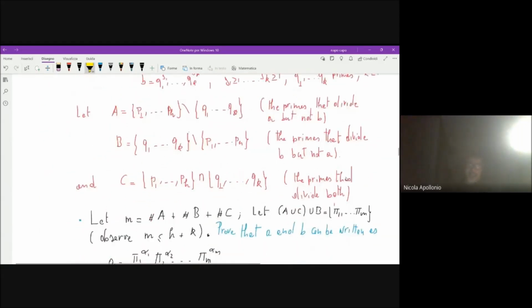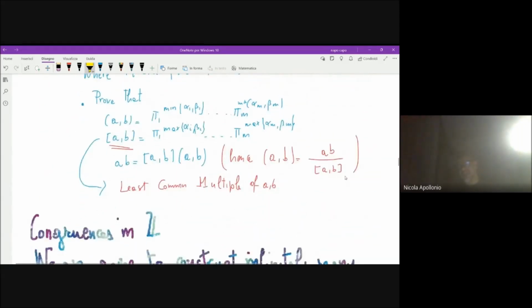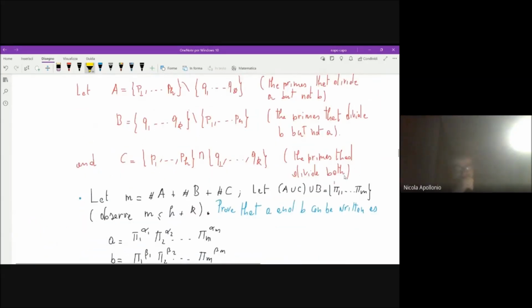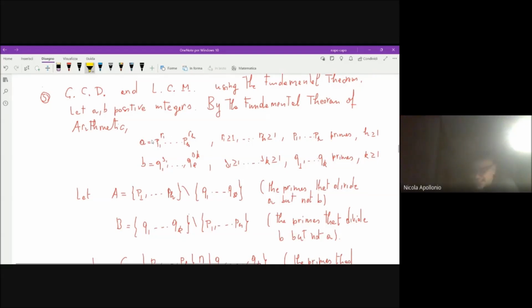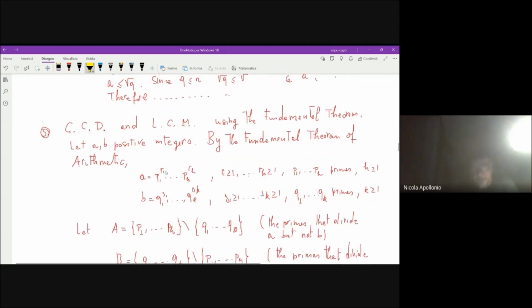No, this is very tedious. This is the way I think you were taught the greatest common divisor and least common multiple. I think the standard way is to introduce these numbers through the unique factorization theorem.